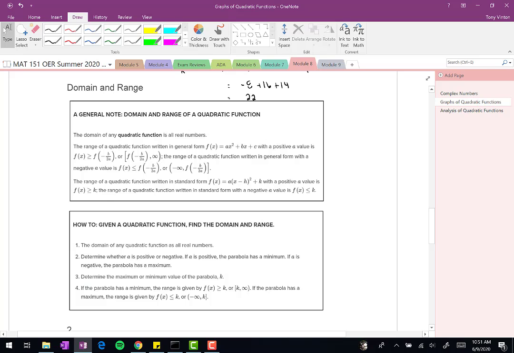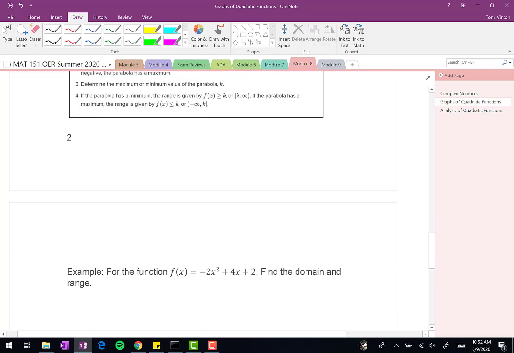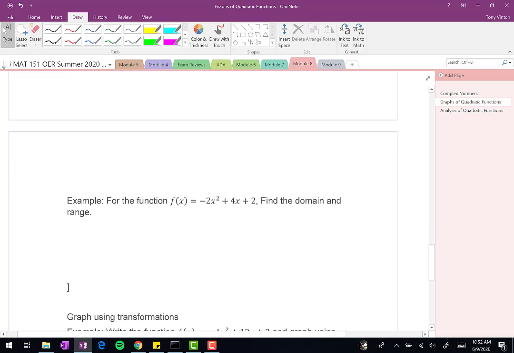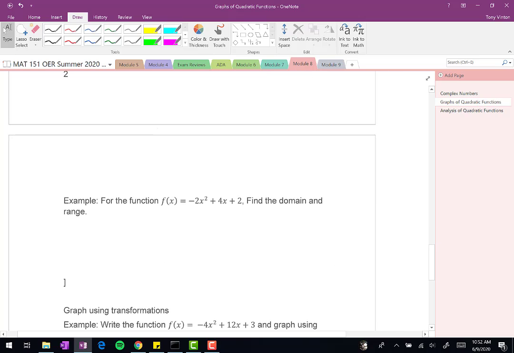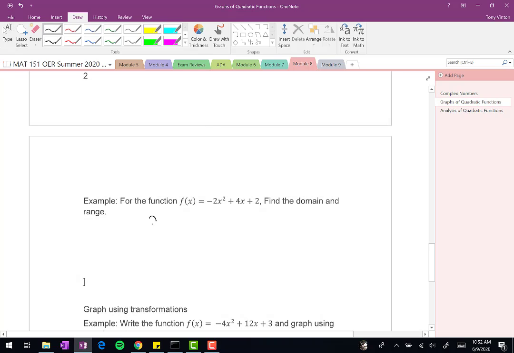But the range is different depending on if the graph is moving up or moving down. So we have to look at the graph and understand a little bit about that. Let's see how we can find stuff like that. Let's say we have this function, and we want to find the domain and range. Right away you can jump to the conclusion for this one and say, I know the domain is going to be all real numbers, so there's no issue there. But if you look at where the graph is starting and stopping, and we don't really have a graph here.